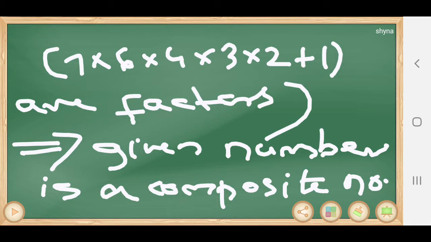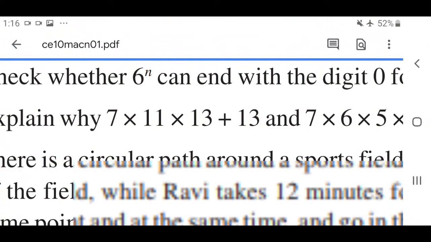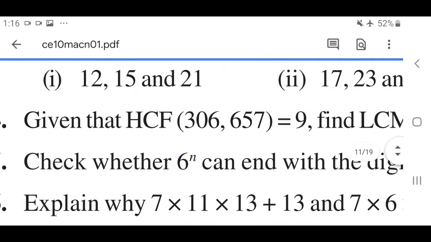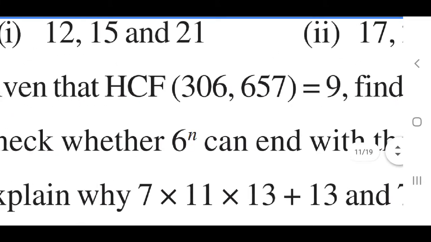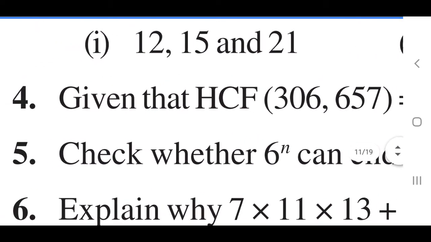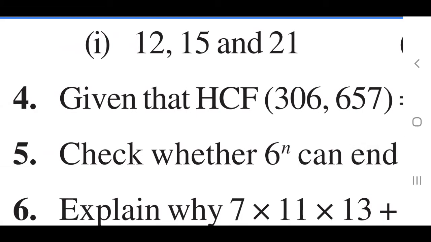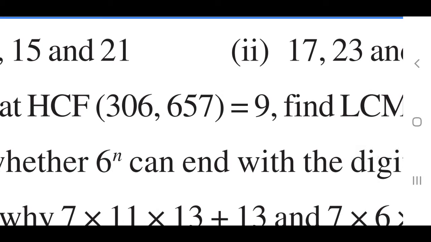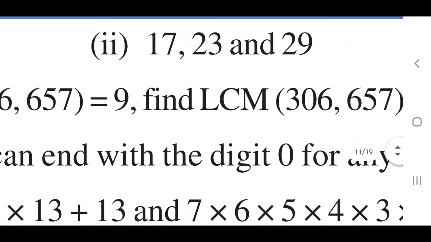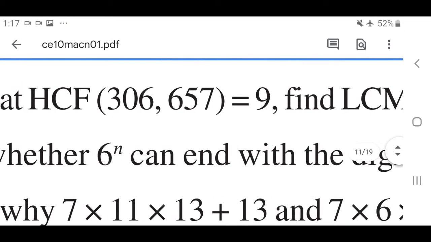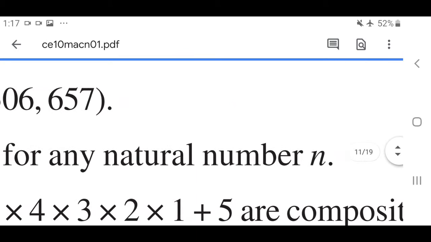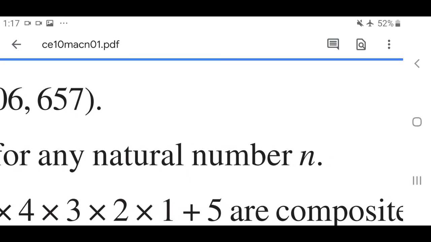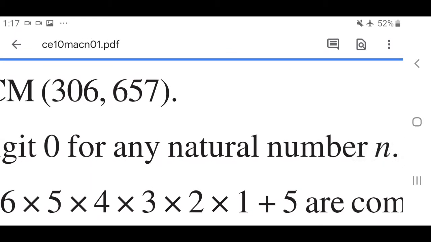I think all of you completed these two. Now we are moving to the next problem. Fifth problem: check whether 6 raised n can end with the digit 0 for any natural number n.